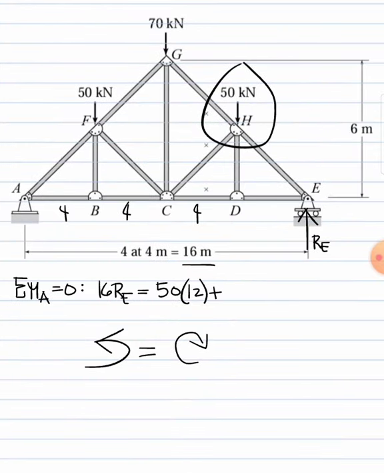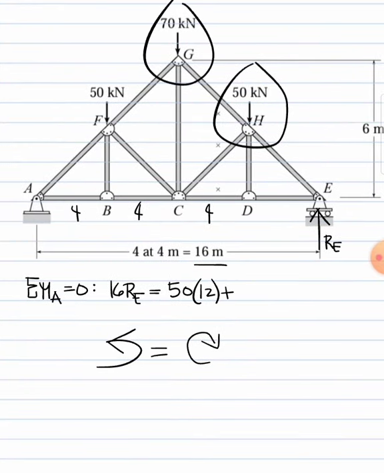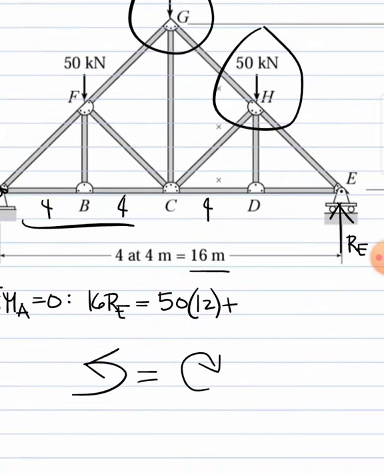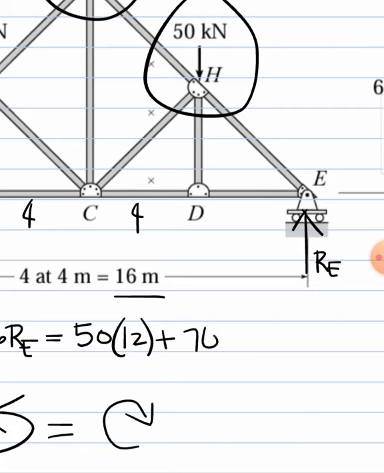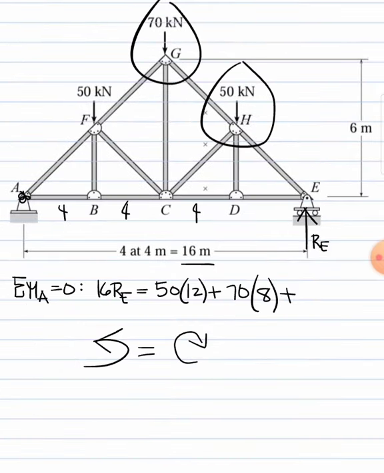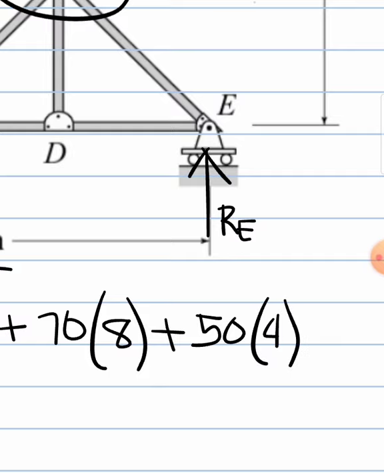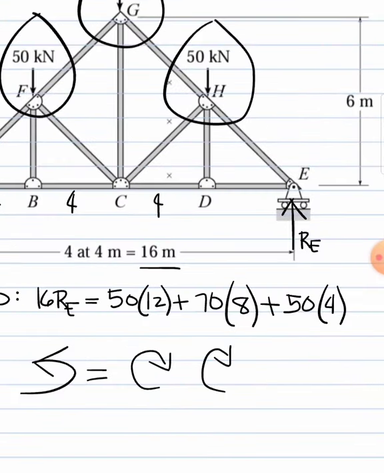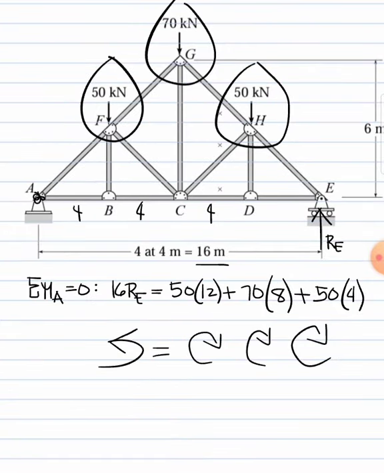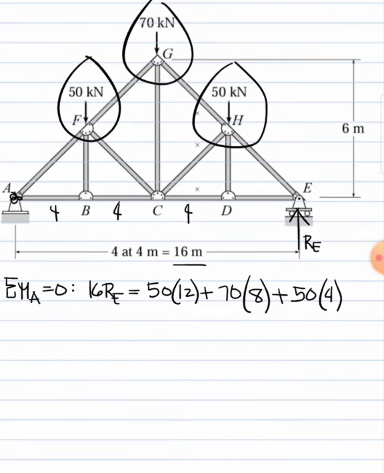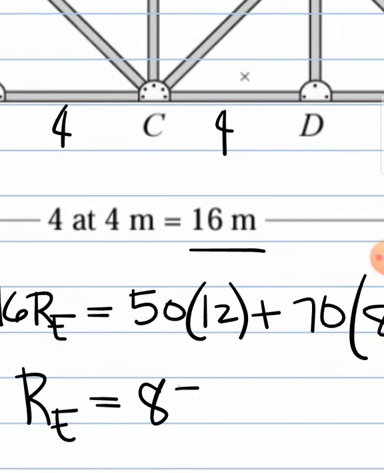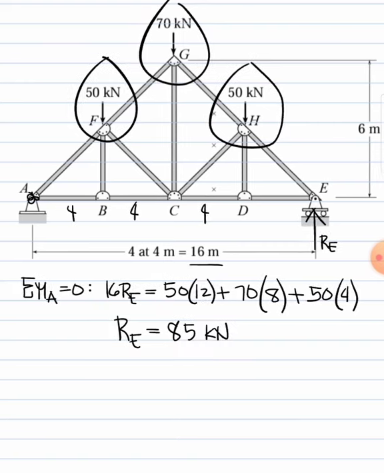Plus, we add this one, 70, that rotates the truss clockwise about A. So that's 70 times 8, this moment arm. 70 times 8, plus this last 50. That's going to be this perpendicular distance, so 50 times 4. So now RE is 85 kilonewtons. Now we have the reaction at E.